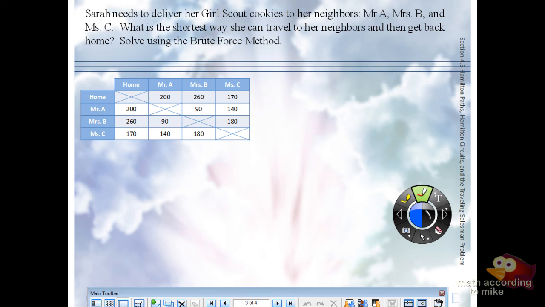All right, I haven't had Girl Scout cookies in forever, so I apologize with all the examples we do with Girl Scout cookies.